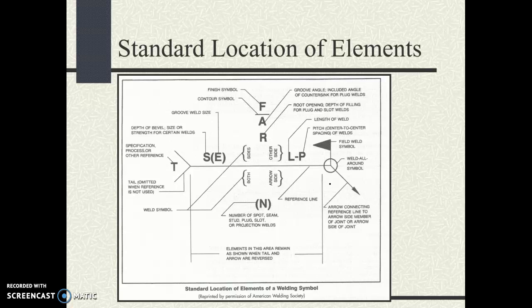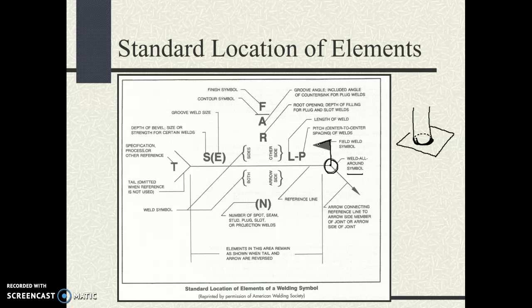A couple other symbols to note. This circular symbol here, where the arrow meets the reference line, if there's a circle, that means all around. So this might be used if you have a cylindrical pipe sitting on top of a base plate and you want to weld all the way around, put that weld all around, including on the back side. You would use that symbol.